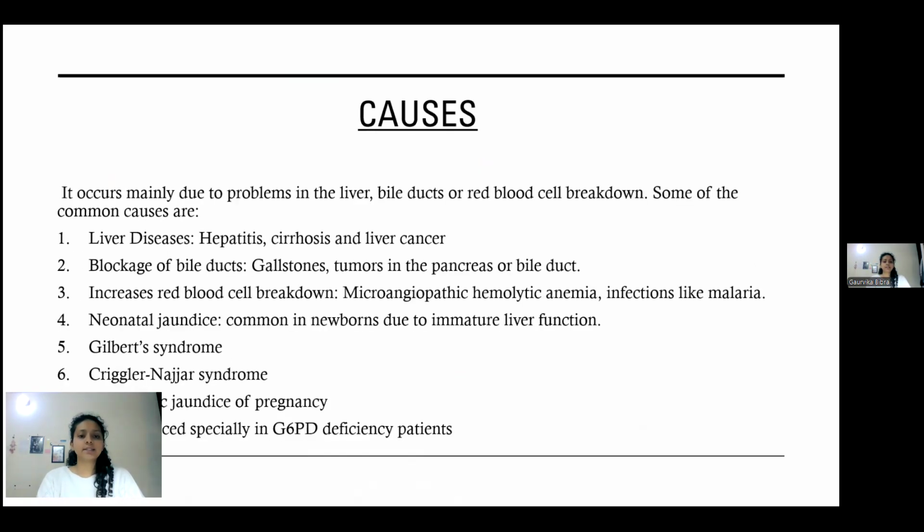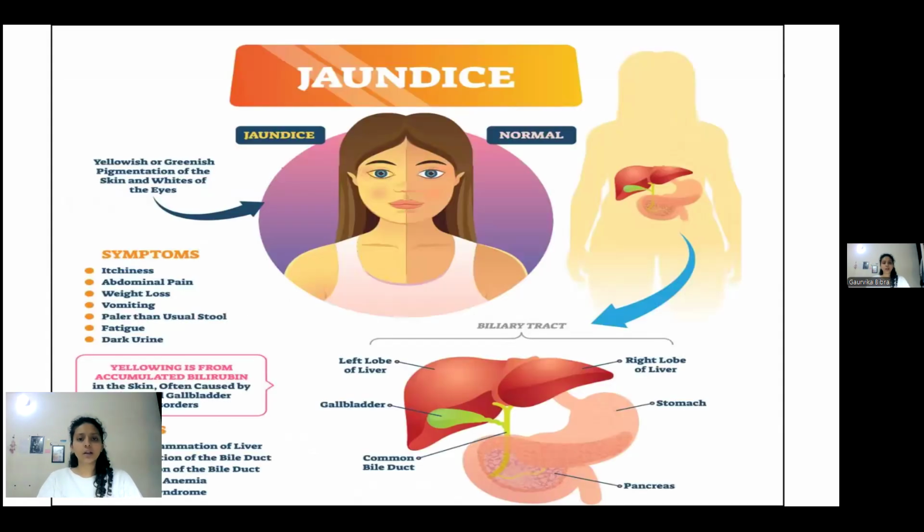Causes: liver diseases such as hepatitis, cirrhosis, and liver cancer; blockage of bile ducts due to gallstones; tumors in the pancreas or bile duct; increased red blood cell breakdown, for example microangiopathic hemolytic anemia, or infections like malaria; neonatal jaundice, Gilbert syndrome, Crigler-Najjar syndrome, cholestatic jaundice of pregnancy, and drug-induced jaundice, especially in G6PD deficiency patients.